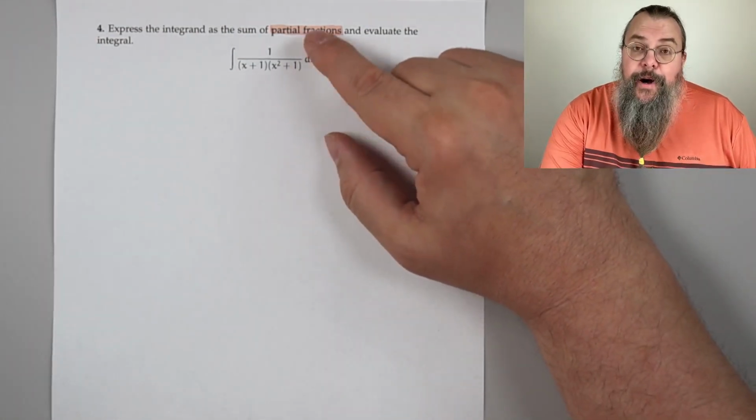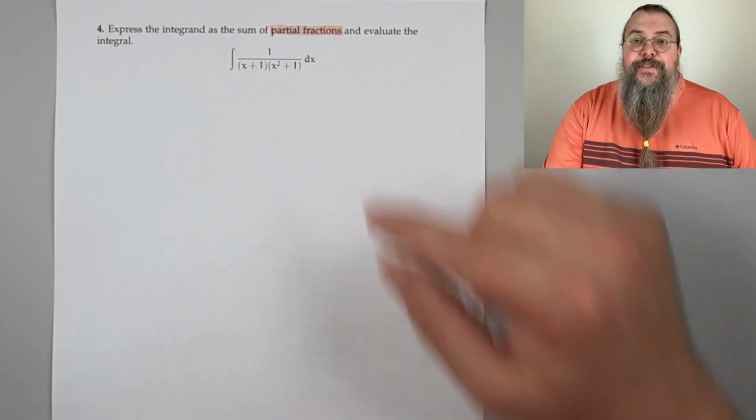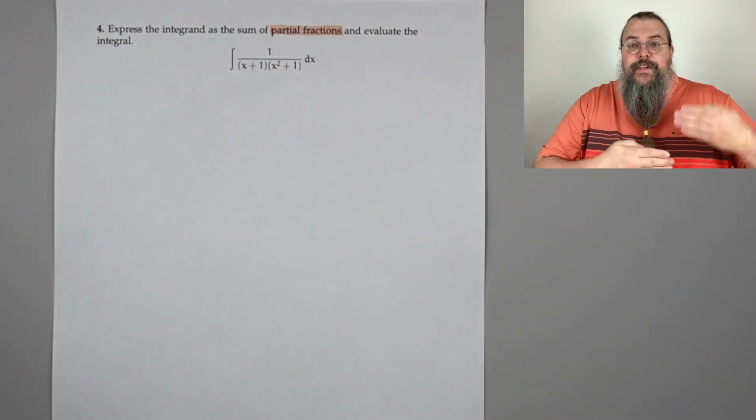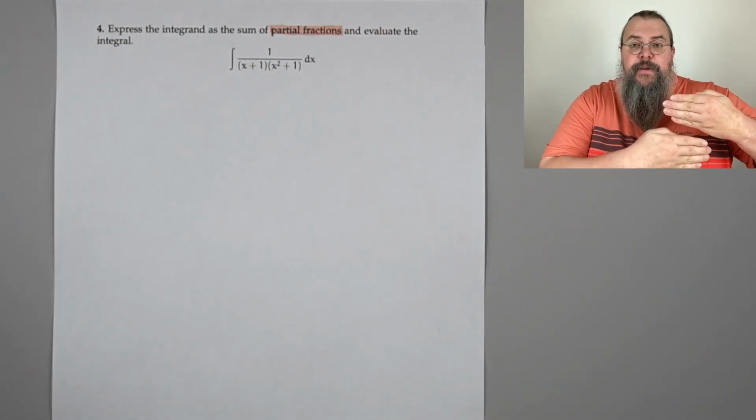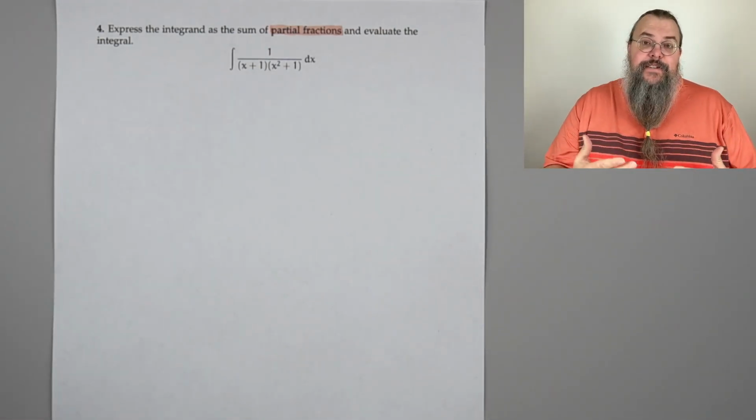We see a polynomial upstairs, yes, 1 is a polynomial, a very simple one, and a polynomial downstairs. So it's what you call a rational function: polynomial on top, polynomial on the bottom. Partial fractions. All right, so what does partial fractions say?